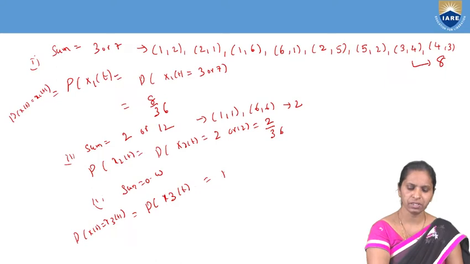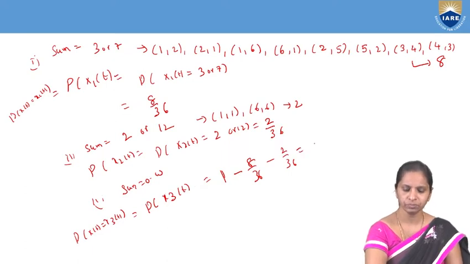If I want this, what is the total probability? 1. So 1 minus, the probability that getting the sum is 3 or 7 is 8 by 36. And the probability that the sum is 2 or 12 is 2 by 36. And the probability other than this, 3, 7, 2 or 12, means total probability 1 minus the sum of these two probabilities is equal to 36 minus 10 over 36. So 16 by 36.